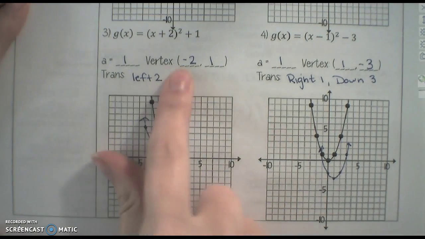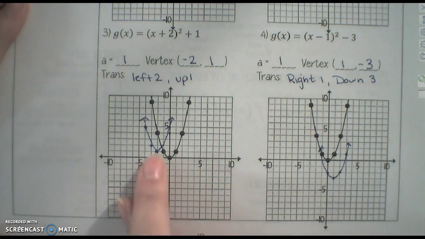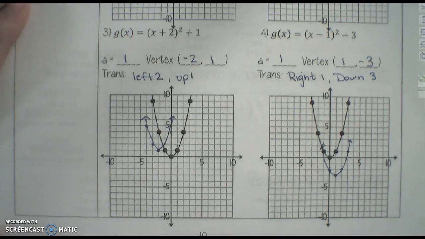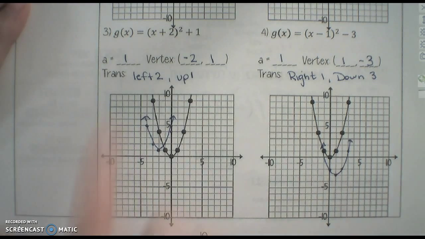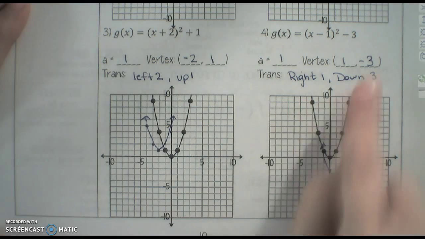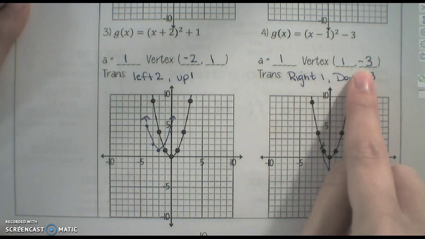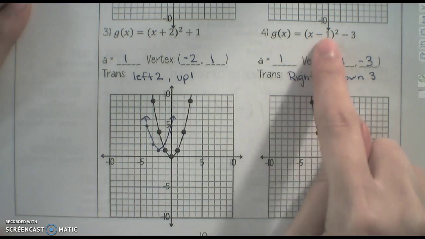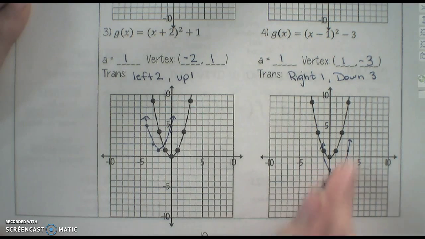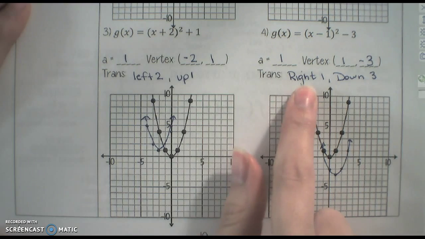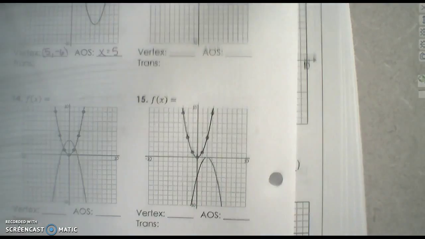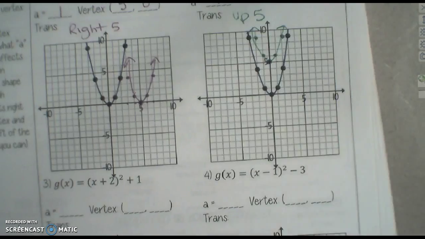So we should have A is 1, starting at -2, 1, and graphing just your basic quadratic function there with your 5 points. We moved left 2 and up 1. Over here, starting at 1, negative 3, then we do the opposite of the inside. And this one also just has an a of 1. And then we're plotting our points, graphing. We moved right 1, down 3. Hopefully you did well. If not, make sure that you note any questions that you have.